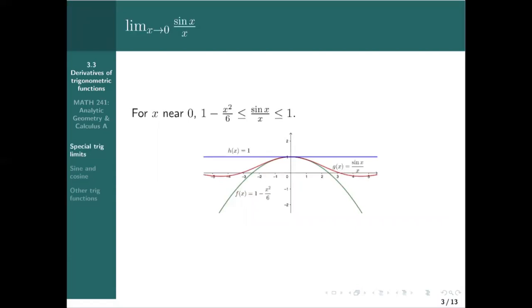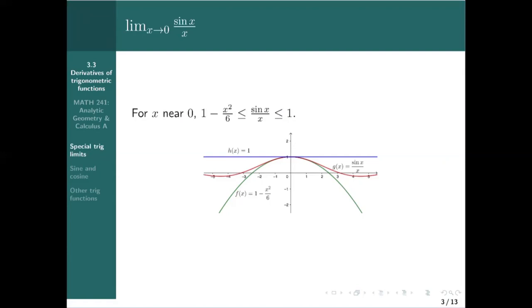We make an observation that for x near 0, the function sine of x over x is bounded by two other functions. It is bounded by 1 minus x squared over 6, and it's bounded by 1. In this graph, we have represented in blue the function h of x equals 1, in red sine of x over x, and in green 1 minus x squared over 6. This should look familiar to you. We have a complicated function for which we want to evaluate a limit, and it's bounded by two other functions, so we should use the sandwich theorem.